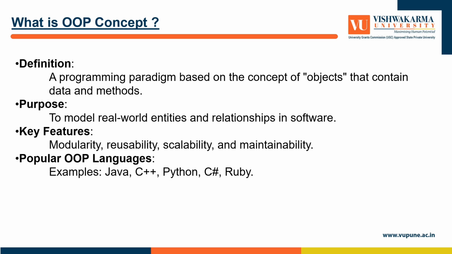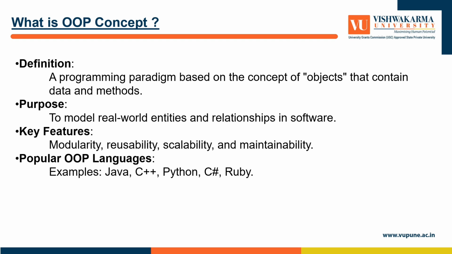Key features: OOP offers modularity, allowing programs to be broken into smaller, manageable units. Reusability, meaning you can use the same code across projects. Scalability, to grow applications efficiently. And maintainability, to make them easier to debug and update. Some of the popular OOP languages are Java, C++, Python, C#, and Ruby, which are widely used tools for implementing OOP.